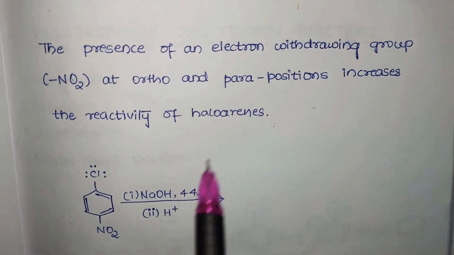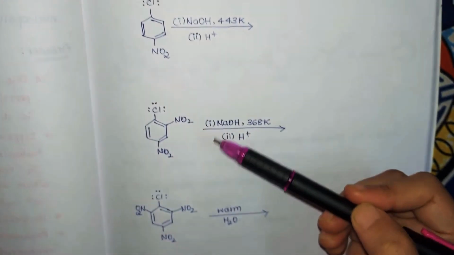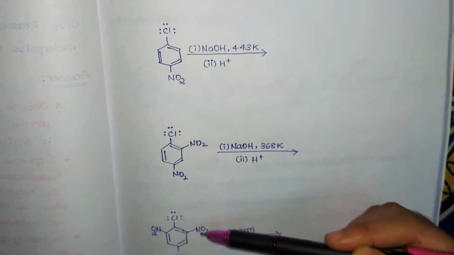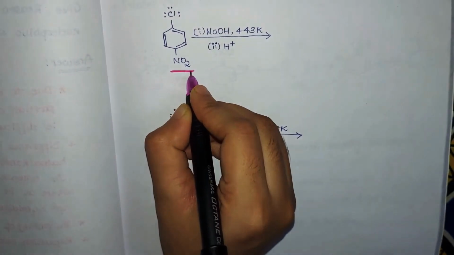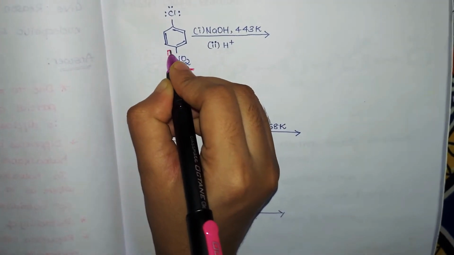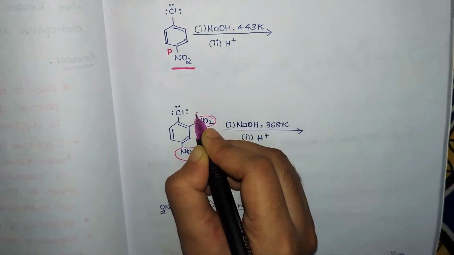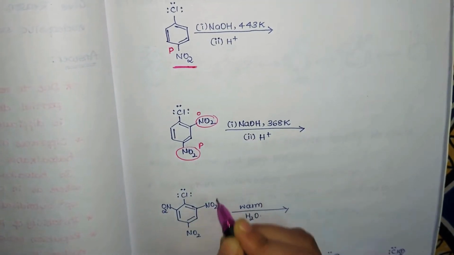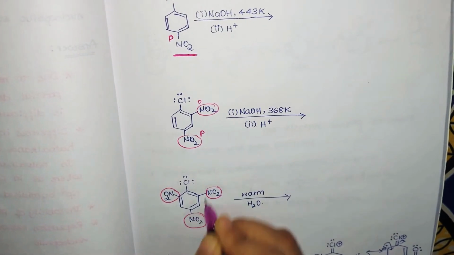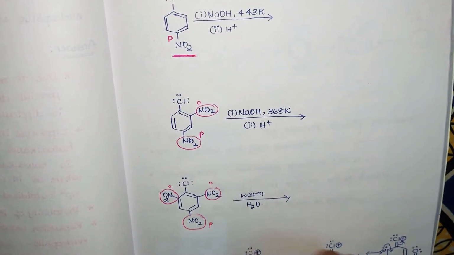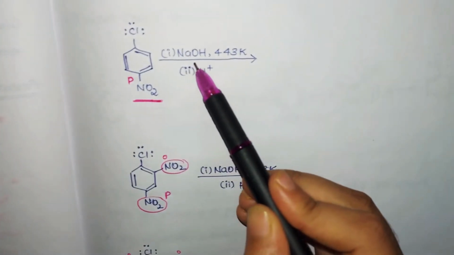To understand it in a better way, we'll see the three different conditions of the reactions which are given. So these are the three reactions which are given in your NCERT textbook. What is the difference we observe in the first structure, second and third? In the first, you can see the electron withdrawing group is present at para position. In the second, you can see the electron withdrawing group is present on ortho and para position. And in the third, you can see the electron withdrawing groups are present on ortho as well as para positions. So what do we observe here? As the electron withdrawing groups increase, reactivity increases, and nucleophilic substitution will be at a faster rate.